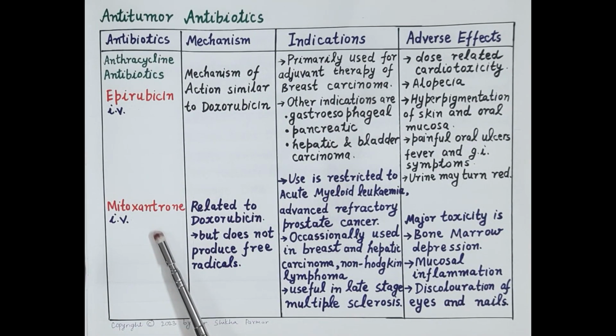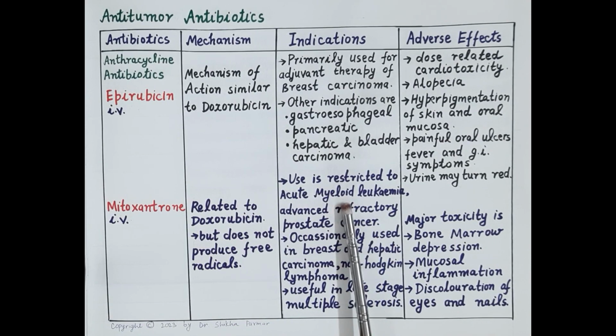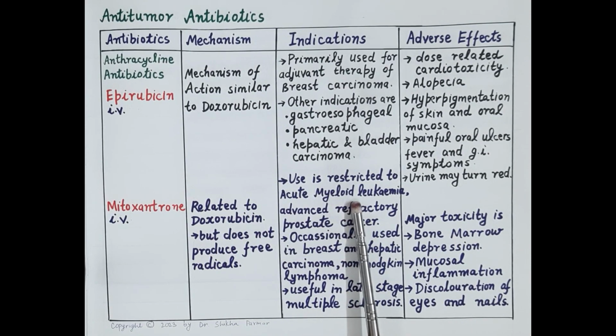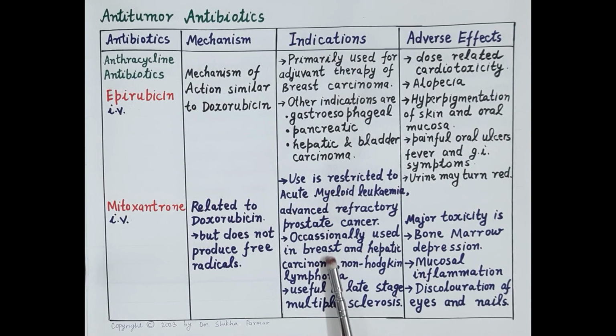Now, another anthracycline antibiotic is mitoxantrone. Its mechanism of action is similar to doxorubicin, but it does not produce free radicals. Now, its use is restricted to acute myeloid leukemia, and it is also useful in advanced refractory prostate cancer. That means in advanced prostate cancer which is not treated by other anti-cancer drugs. And occasionally mitoxantrone is used in breast and hepatic carcinoma, then non-Hodgkin lymphoma. It is also useful in late stage multiple sclerosis.